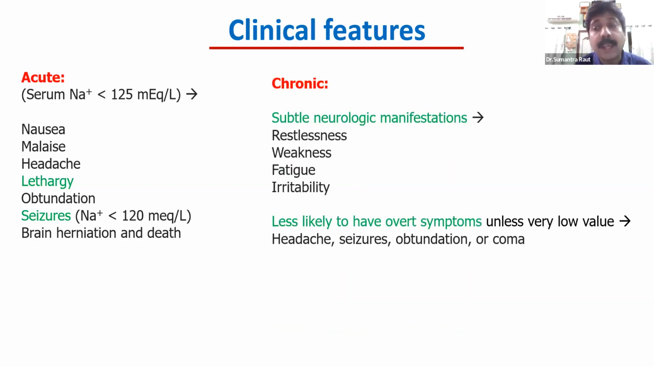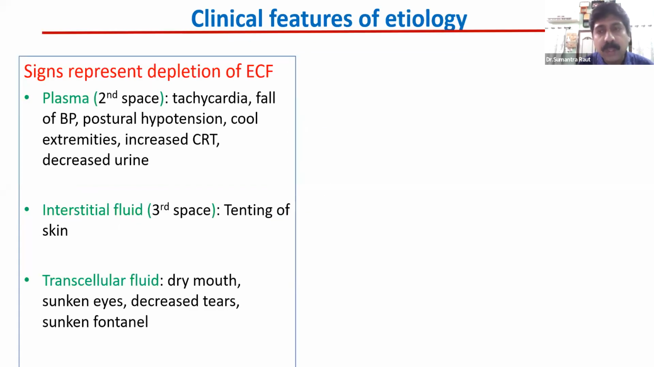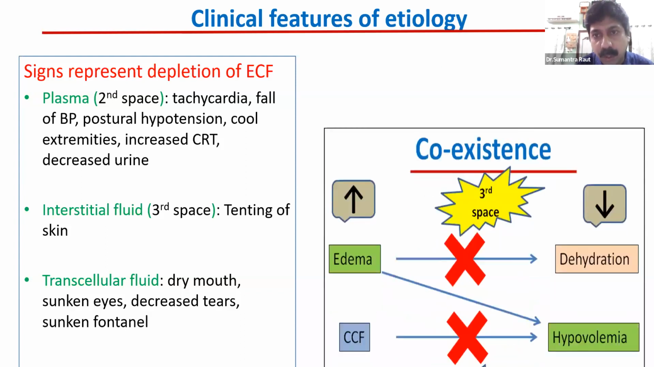The chronic changes are again more challenging to diagnose because they are very subtle and many a time unrecognized in our day-to-day practice, like fatigue, irritability, and less commonly some acute condition. Whenever we find other features, like tenting of skin, that means the loss of fluid is from the interstitial space. If there are sunken eyeballs, then maybe the loss is from transcellular fluid. And if the BP is falling or there are cool extremities, then probably the plasma volume is being lost.